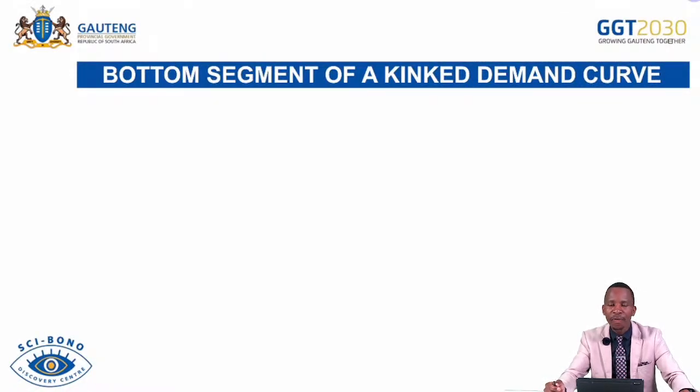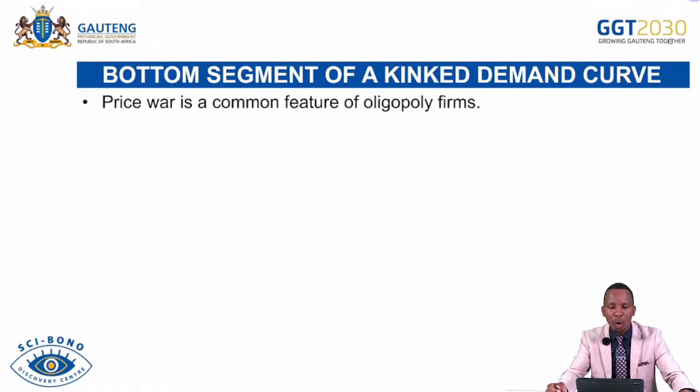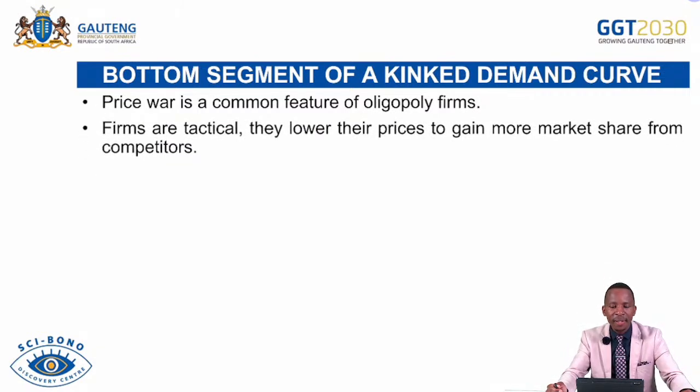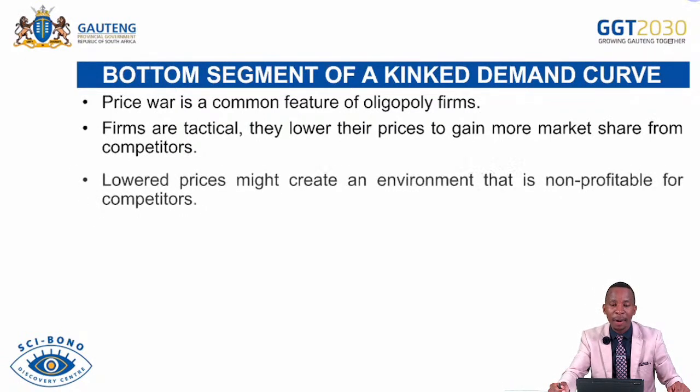The bottom segment of the kinked demand curve. The price war is a common feature of oligopoly firms, meaning if firms are competing over the price, there will always be a price war. Firms are tactical. They lower their prices to gain more market share from competitors. So one firm will act independently by decreasing its prices, and then the other firm might copy the strategy by lowering their prices too.